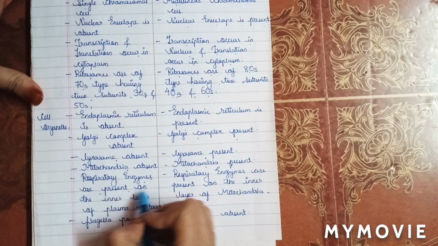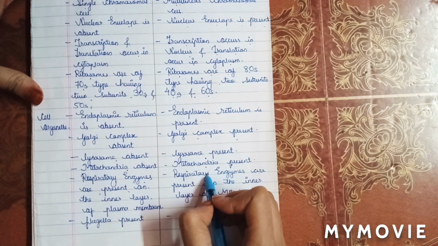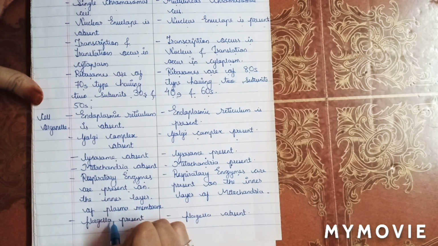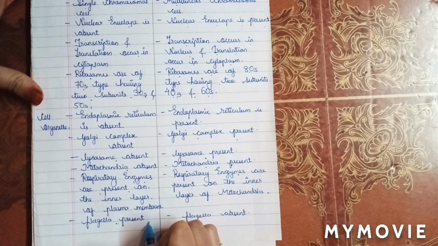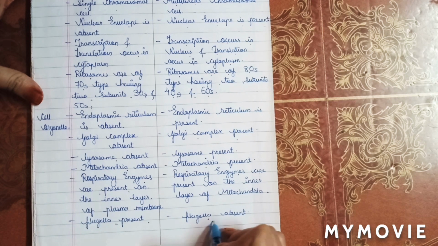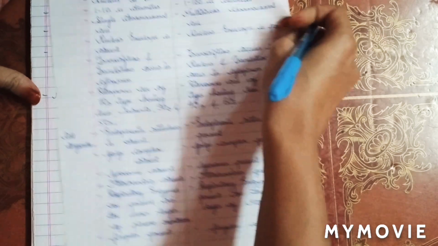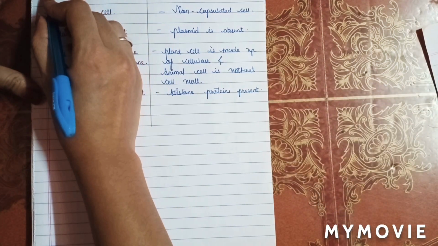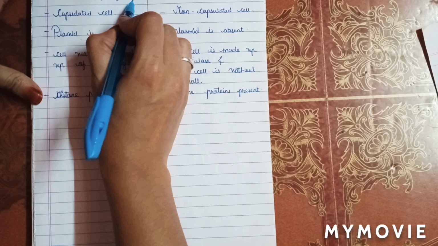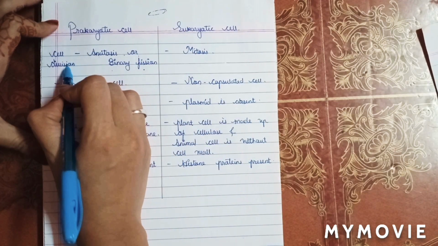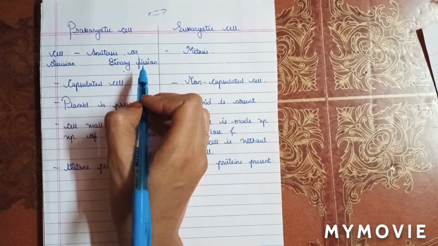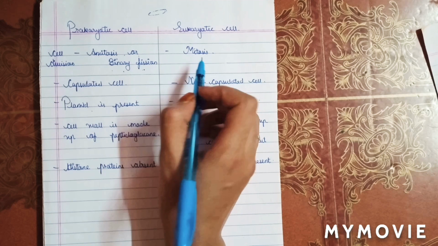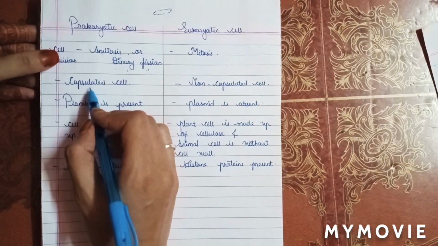Respiratory enzymes are present on the inner layer of plasma membrane in prokaryotes, whereas respiratory enzymes are present on the inner layer of mitochondria in eukaryotes. In case of prokaryotic cell, flagella is present. In case of eukaryotic cell, flagella is absent. And the next, cell division. Cell division is mitosis or binary fission in case of prokaryotes, whereas in case of eukaryotes, mitosis.